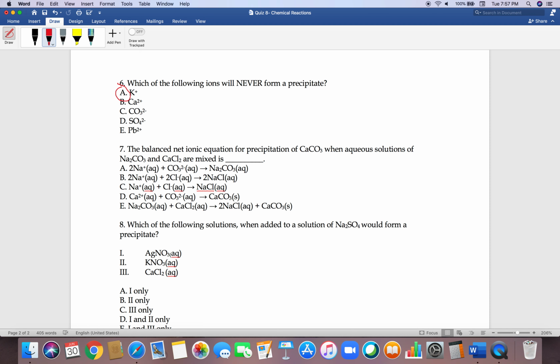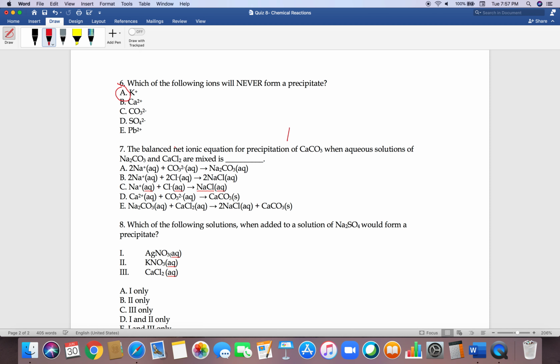Number 7 asks for the balanced net ionic equation for the precipitation of calcium carbonate when aqueous solutions of sodium carbonate and calcium chloride are mixed. So for this, you will need your solubility table because we need to identify whether the compounds are a solid or a liquid or aqueous in the start, because that's important for the net ionic. So first, let's write the balanced equation.